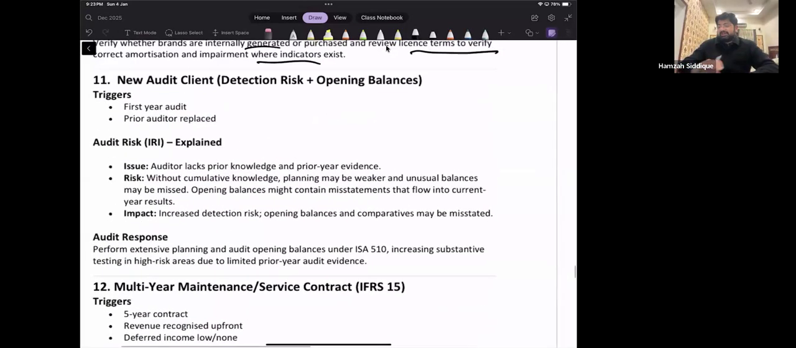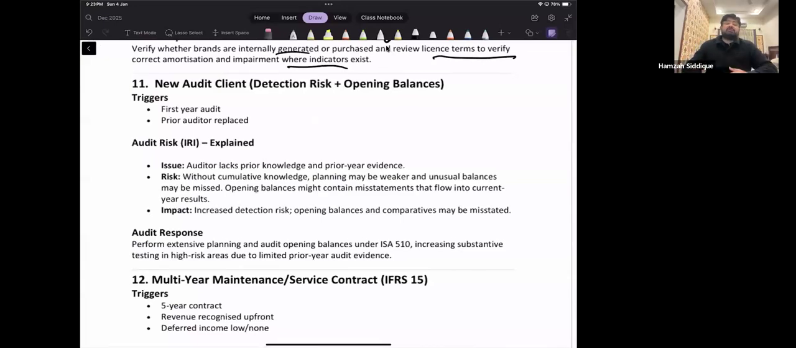Now, new audit client. The company is a new audit client. This audit firm is going to audit them for the first time. So, lack of knowledge of this company, their financial affairs. There might be financial affairs the auditor may not know in depth. And opening balances are the closing balances from the previous year. That may be misstated. So, issue.